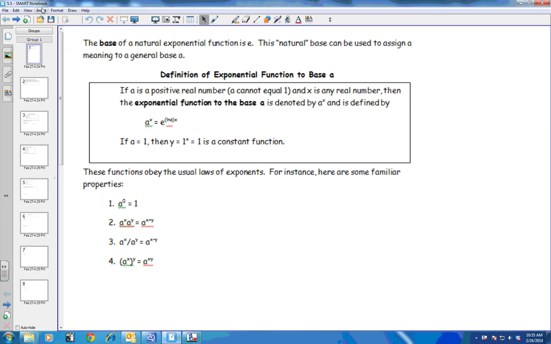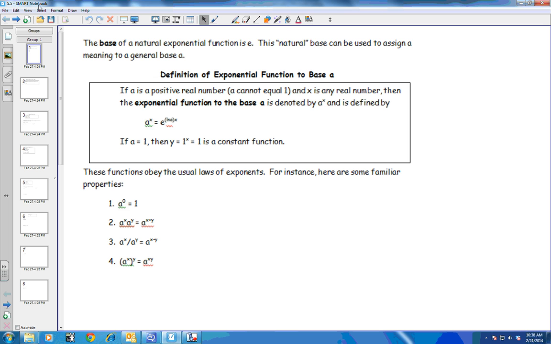This is section 5.5, and in section 5.5 we start talking about things that have a different kind of base. The first couple of slides are basically just a review of things that you should have covered in Algebra 2 or in pre-calculus. So let me pause this one.